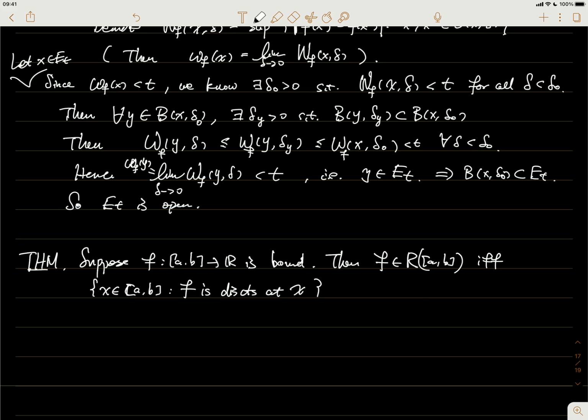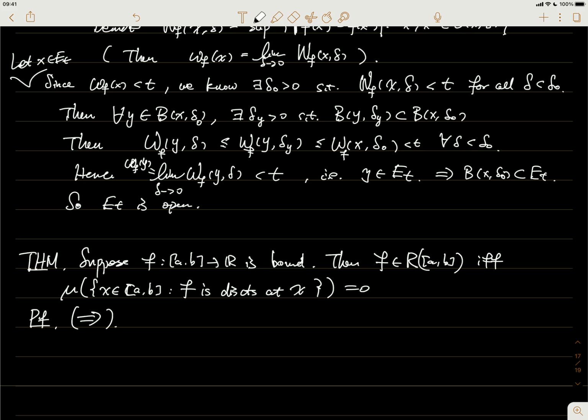I just look at the set of points where f is discontinuous and look at the measure. I claim that f is Riemann integrable if and only if the measure of this set is 0. Okay. Let me first show this. Okay, to show this direction, suppose f is Riemann integrable.